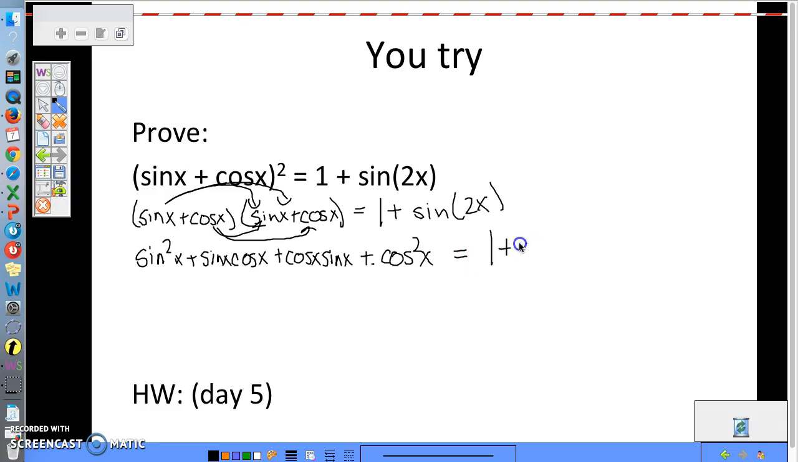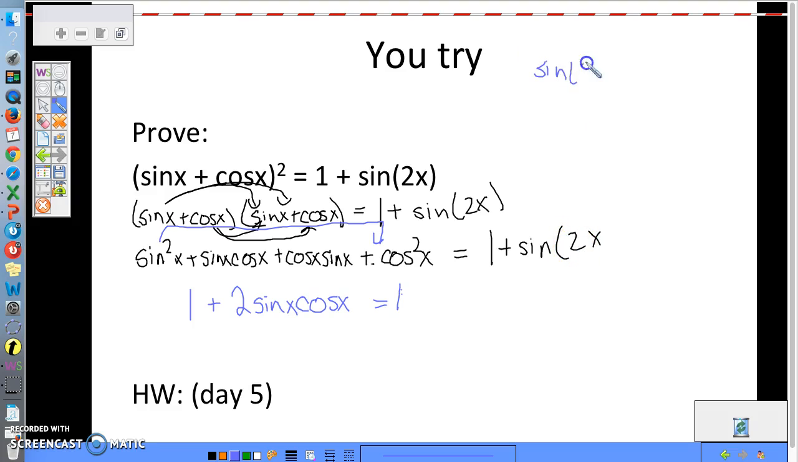So I haven't messed with this other side yet. Well, let's see. If we take sine squared plus cosine squared, I know that's 1 plus 2 sine of x cosine of x. So one thing I like here, I like how we have the 1 and the sine of 2x. We know that's a double angle identity that equals 2 sine of x cosine of x. So this would be 1 plus 2 sine of x cosine of x.